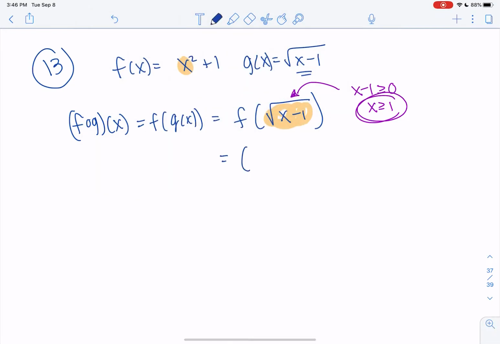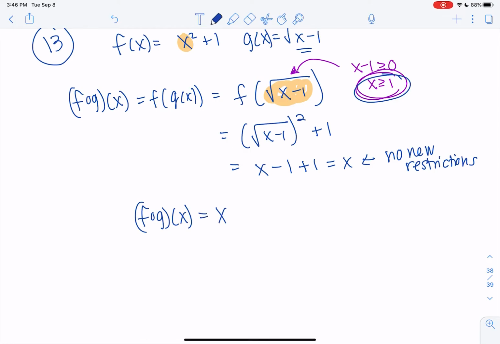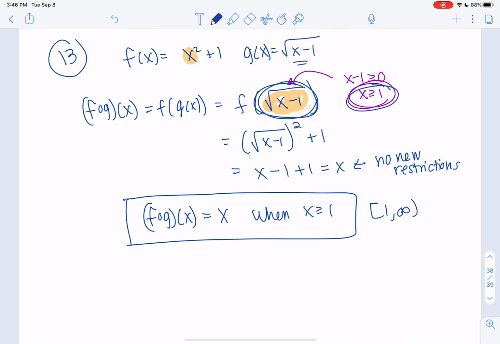So we get x minus 1 square root, all squared, plus 1. We get x minus 1 plus 1, or x, which is just a line, so there's no new restrictions. But we do have the original restrictions, so f of g is just x with the domain x greater than or equal to 1. So it's not the entire line, and we're getting restrictions from the function that we're inputting. So domain is just greater than or equal to 1, or if you prefer, interval 1 to infinity.